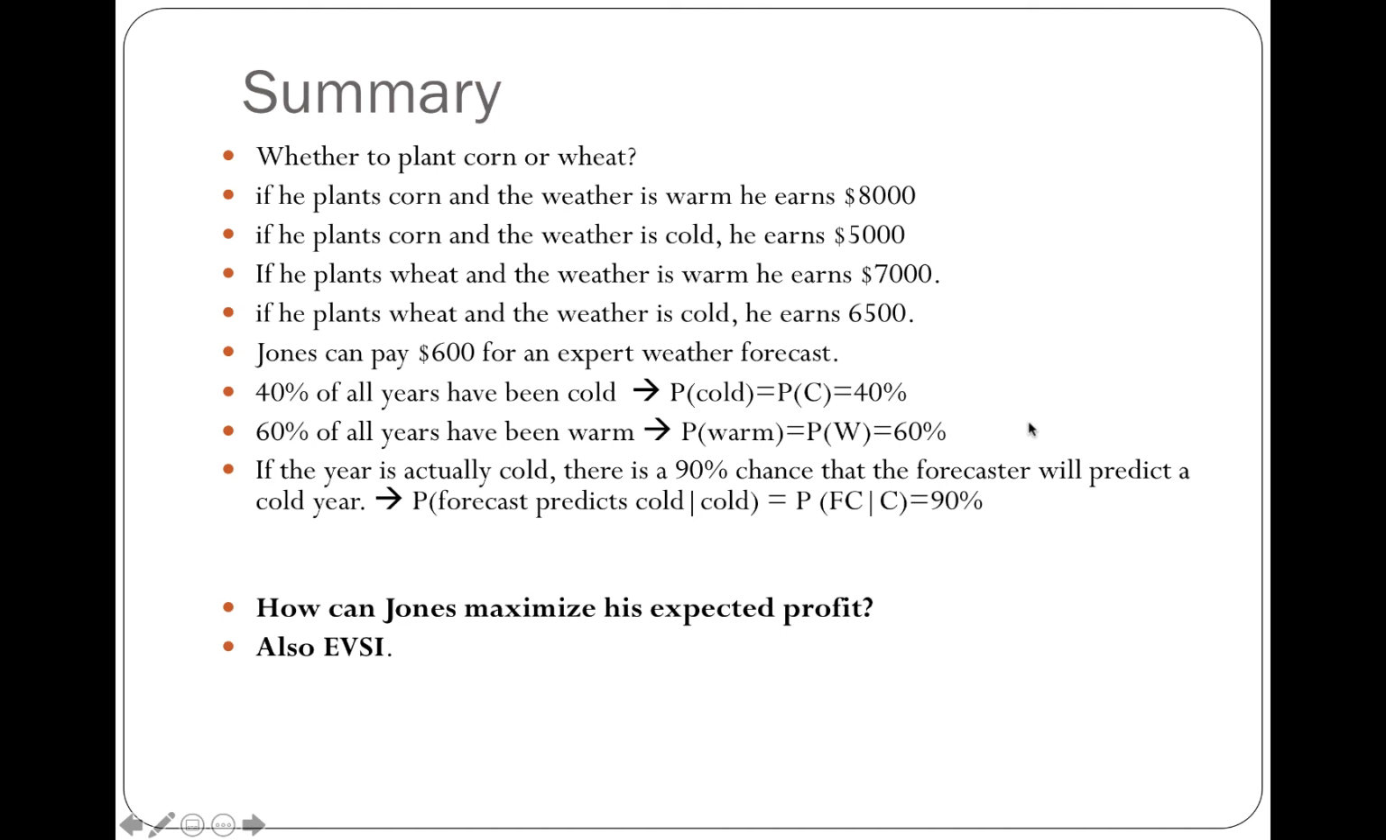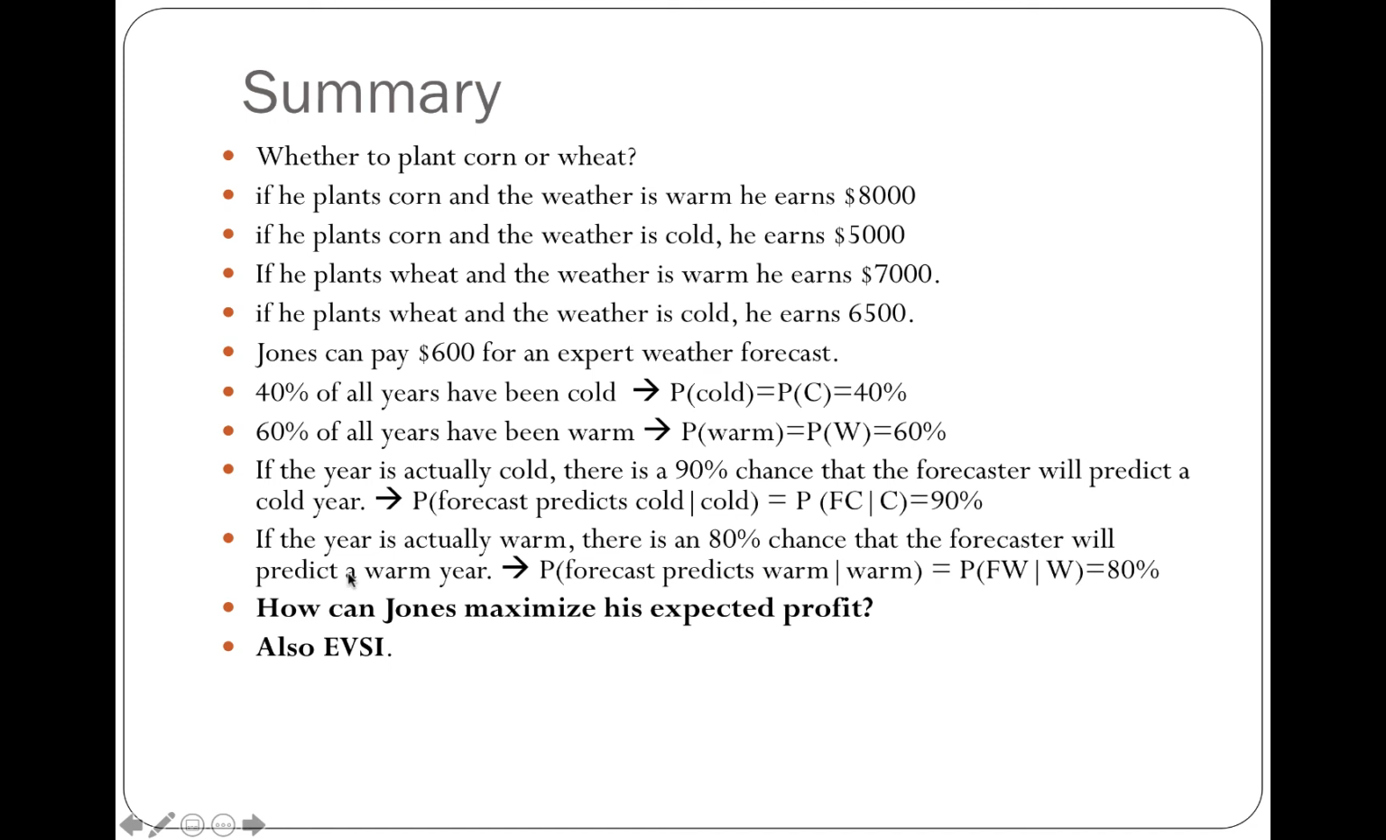We also know that if a year is actually going to be cold, there is a 90% chance that the forecast will predict cold as well. So that's the probability of the forecast saying it's going to be cold, conditional on the year actually going to be cold, that's 90%. Okay.